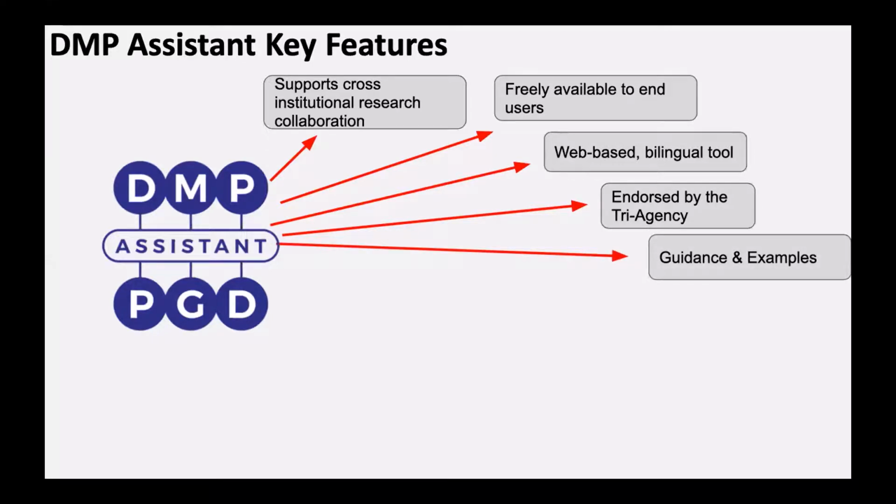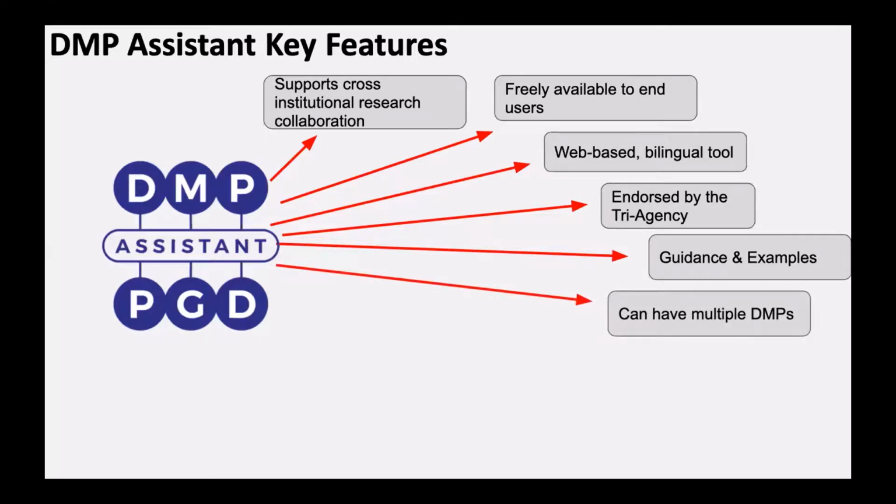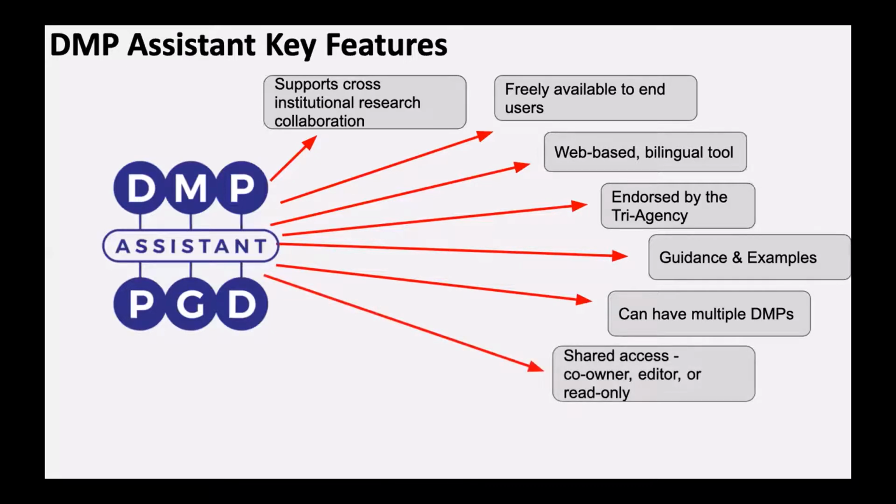Again, I've mentioned this a few times. It doesn't just ask the question; it provides guidance and examples. And you can have as many DMPs as you want. I have yet to find the ceiling. So, feel free to try. But just like you can be involved in many different research projects simultaneously in different ways, so too can you have many DMPs. And you may be working with those in different ways as well.